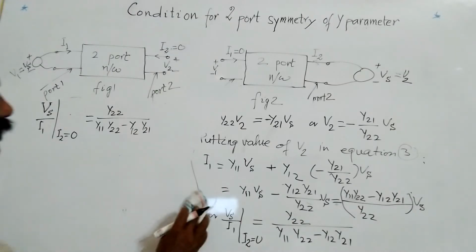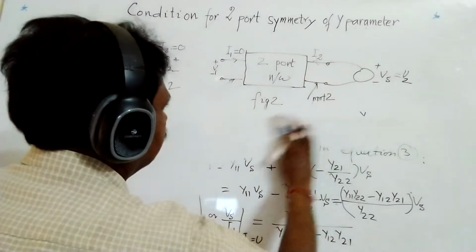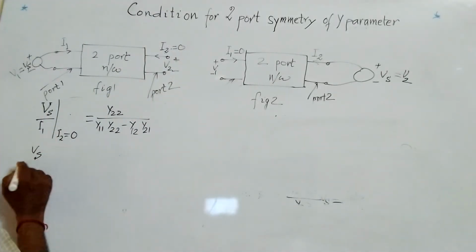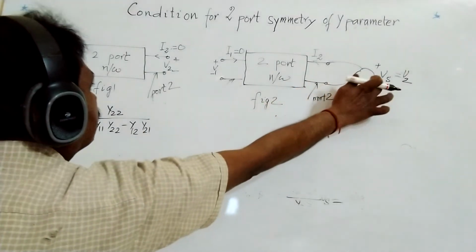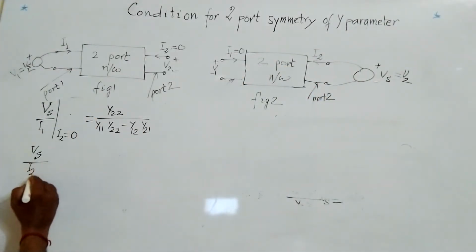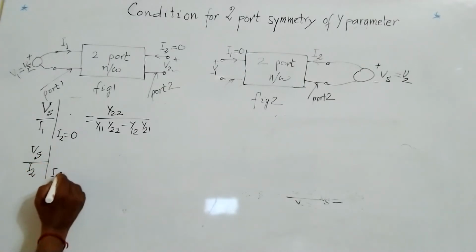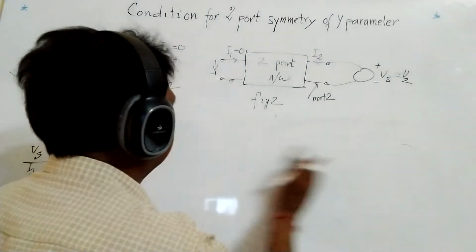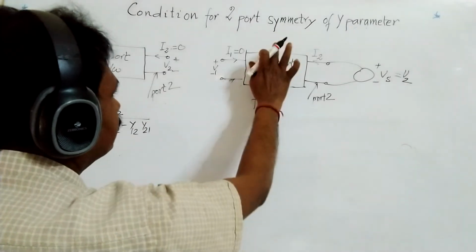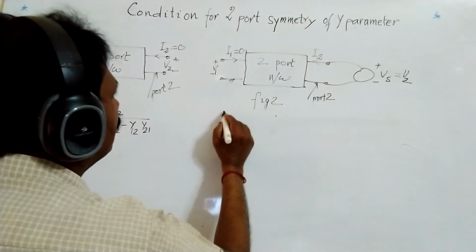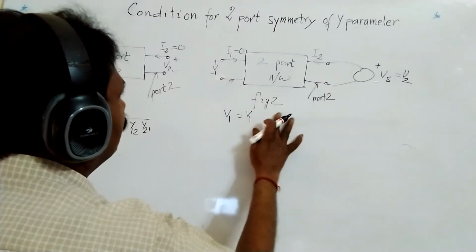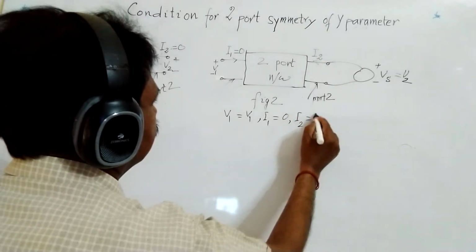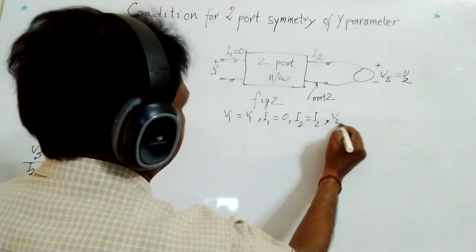Now we have to try to find out the value of Vs by I2, excitation by response, for I1 equal to 0. Let us try to find out this value. Then what is the condition in port 2 in figure 2? V1 is V1, I1 is 0, I2 is I2, and V2 is Vs.